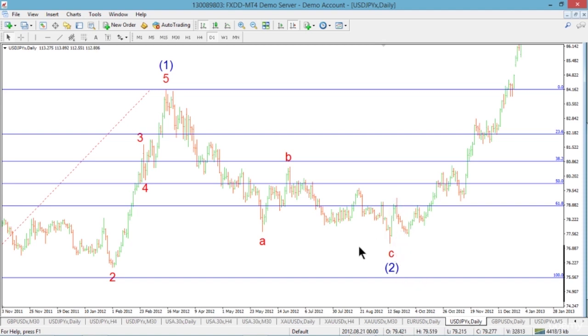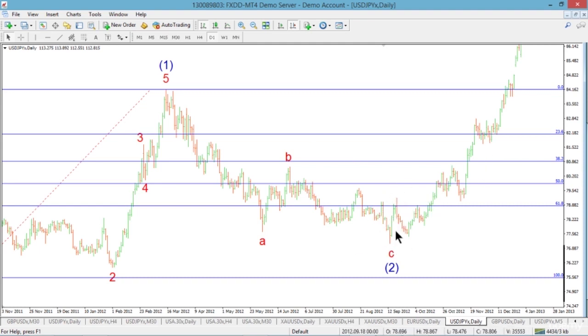So we're working with kind of 3 degrees of trend here. We're working with the blue labels, the largest degree of trend. We're working with the red labels, the internal wave structure of that larger degree. And now we're looking at price structure moving in the next lower degree. So what we're looking at in the next lower degree is impulsive moves to the upside to give us a signal that the larger structure has moved back into trend again.